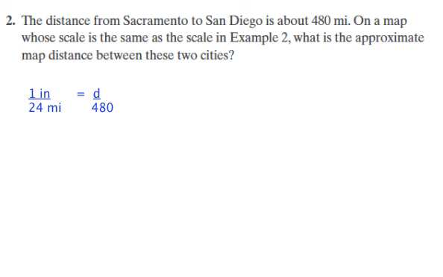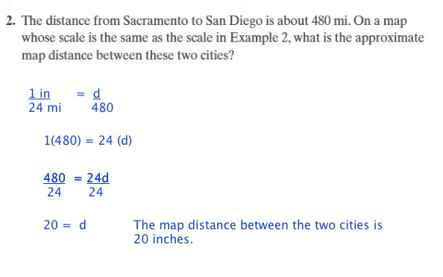Now we're ready to cross multiply. 480 times 1 and 24 times d. Well, 480 times 1 is 480, and 24 times d is 24d. Now we can divide both sides by 24. So 480 divided by 24 is 20, and 24d divided by 24 is d. So the map distance between the two cities is 20 inches. Pause the video if you haven't finished up these notes. Don't forget to write down a question that we can discuss in class.